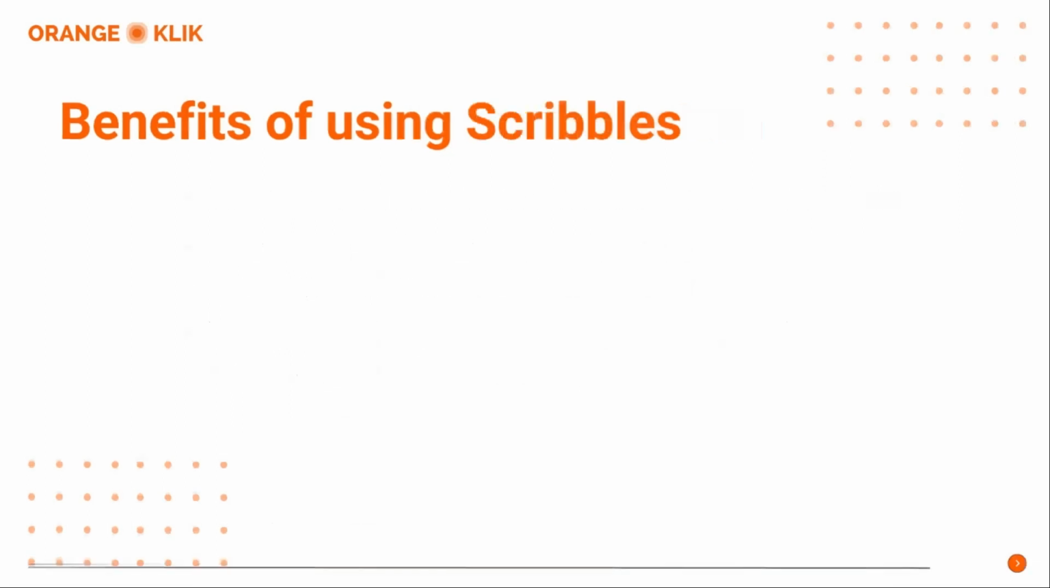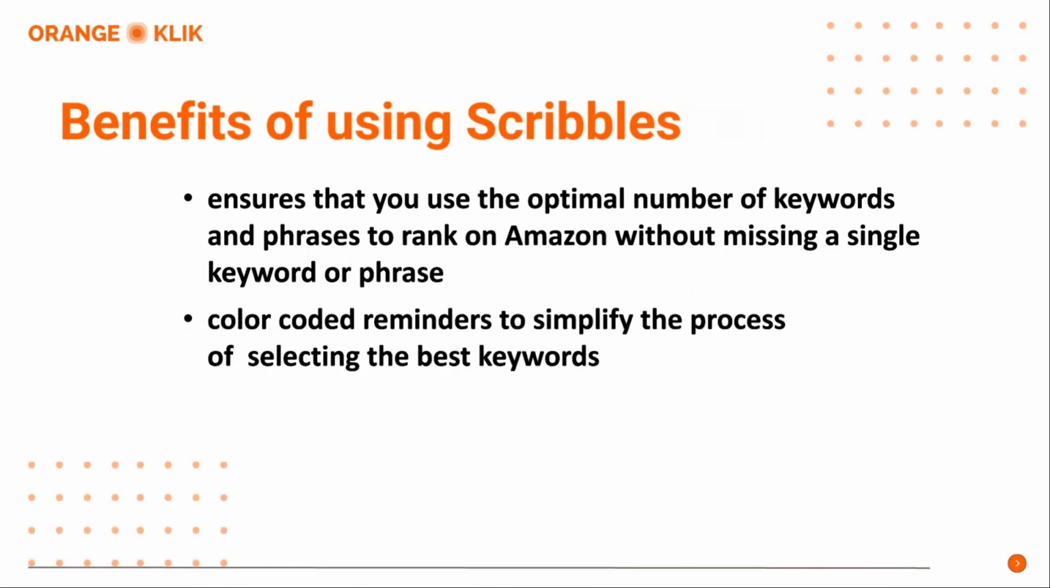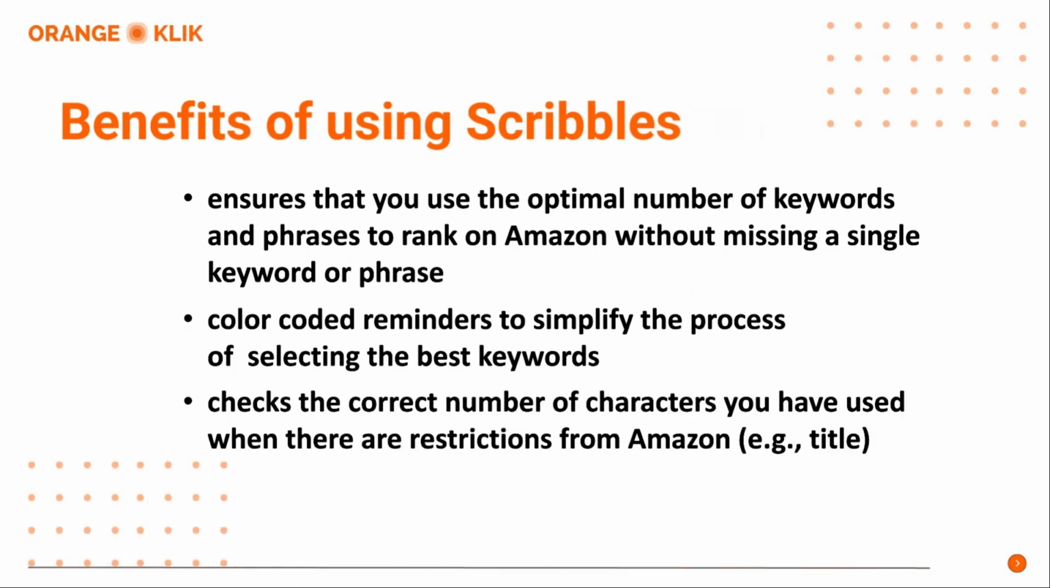Moving forward, what are the benefits of Scribbles? First, it ensures that you use the optimal number of keywords and phrases to rank on Amazon without missing a single keyword or phrase. Number 2, it has color-coded reminders to simplify the process of selecting the best keywords to include in your title, bullet points, product description, down to the back-end search terms. And third, it checks the correct number of characters you have used when there are restrictions from Amazon. For example, title, bullet points, and etc.